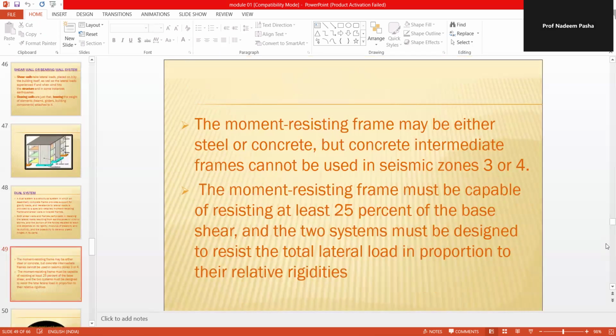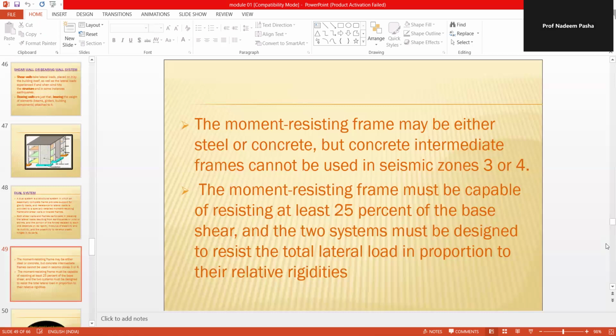So the moment resisting frame may be either steel or concrete, but concrete intermediate frames cannot be used in seismic zones 3 or 5. See, this dual resisting system, as we have seen, the moment resisting system may be steel or concrete, but this type of dual system cannot be used in seismic zone 3 and 4, which is the most likely area where we can experience an earthquake. There we cannot use the steel or concrete moment resisting frame. The moment resisting frame must be capable of resisting at least 25% of the base shear, and the two systems must be designed to resist the lateral load in proportion to their relative rigidities.